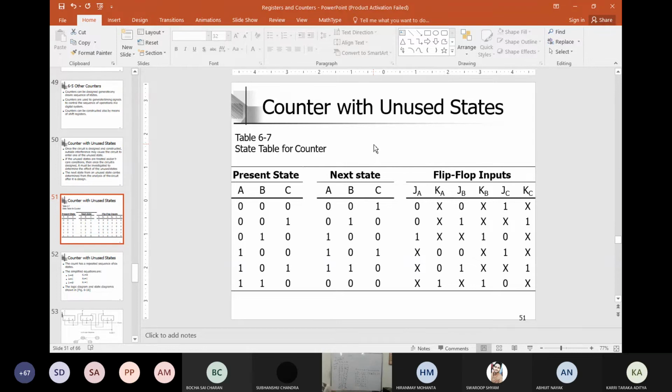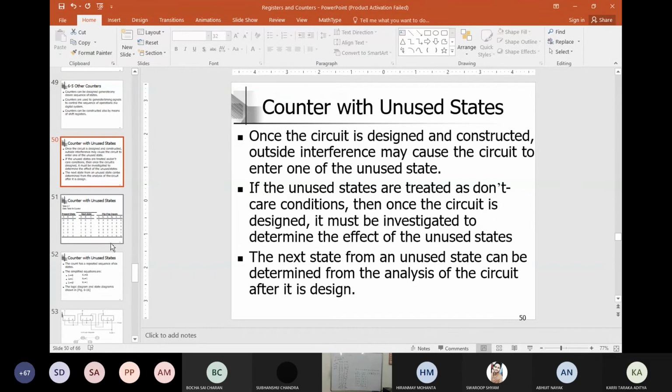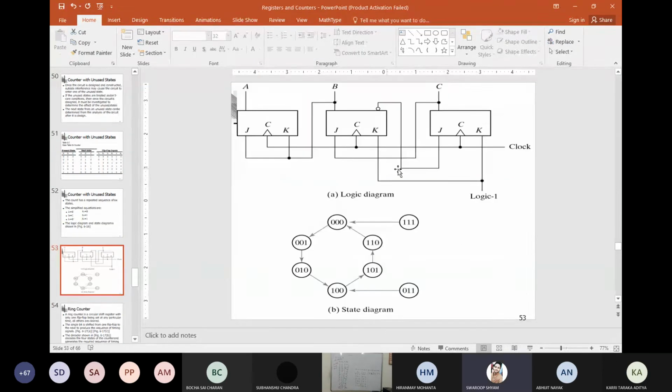I have done these examples. What is there to explain in that? Counter with unused states. This is a new name, that's all. Did you see? Did we design like this? Okay, ma'am, got it. Yeah, we don't have those, that's all. See, it's given here. 111 is not used, 011 is not used.